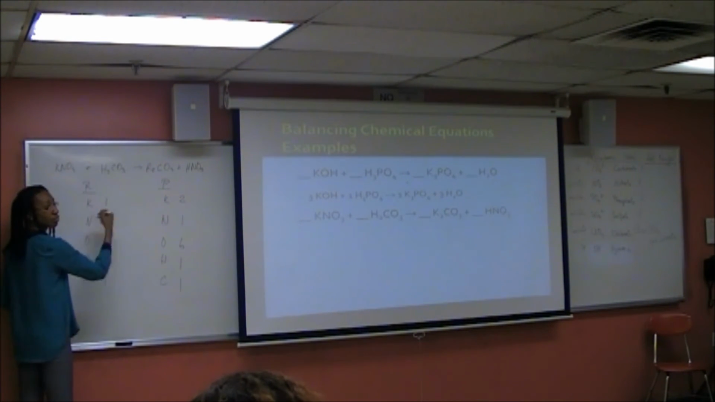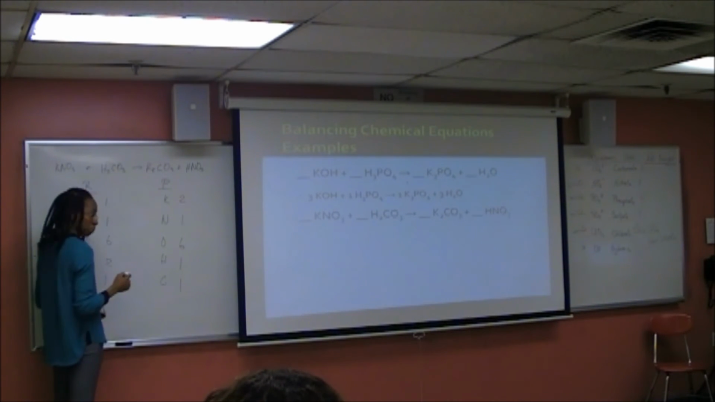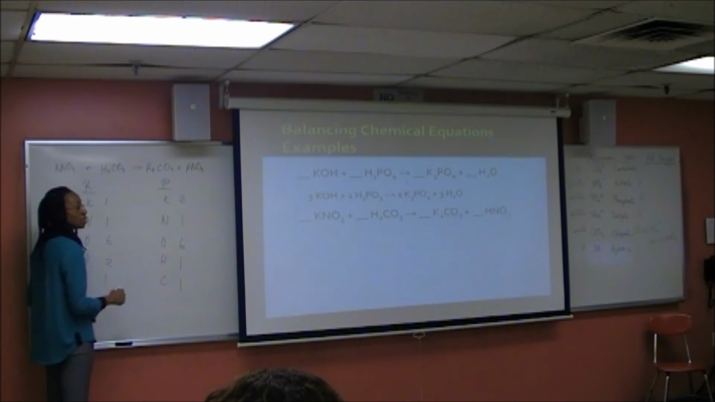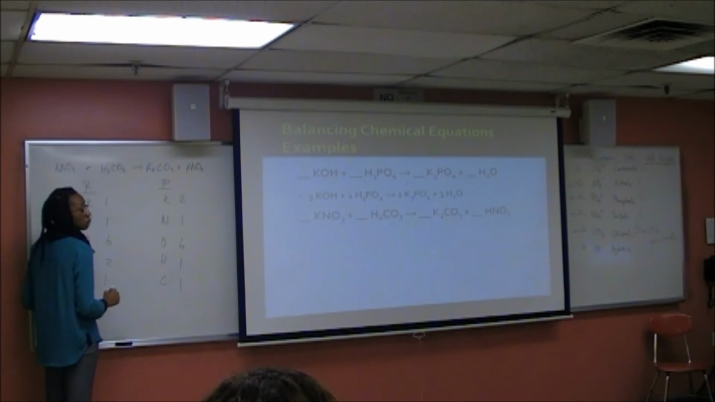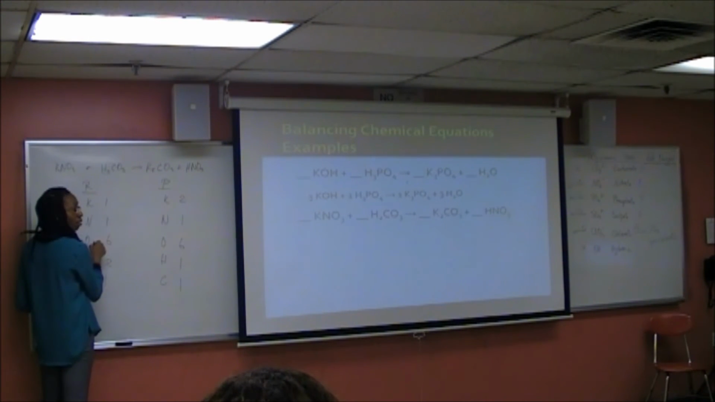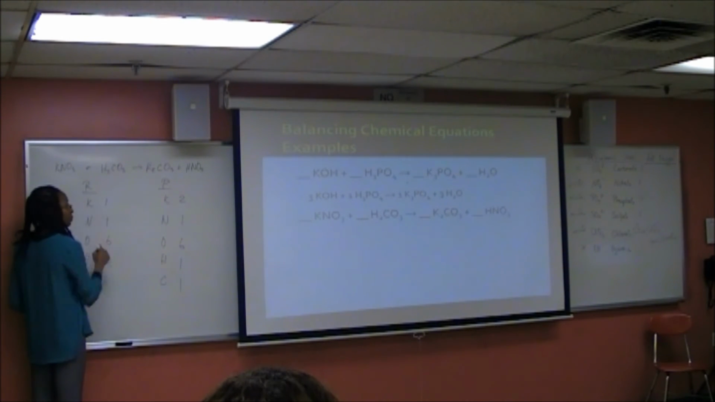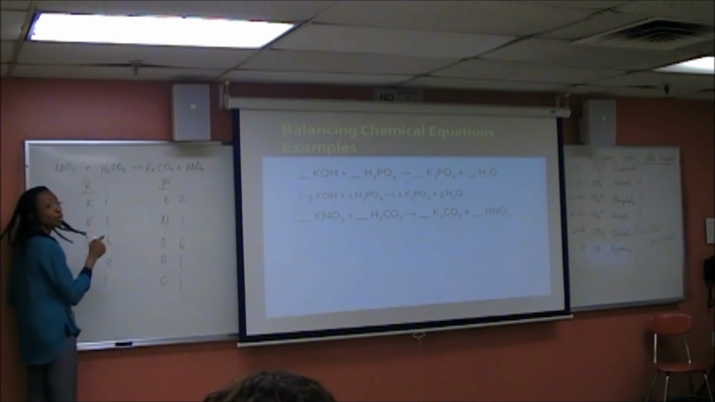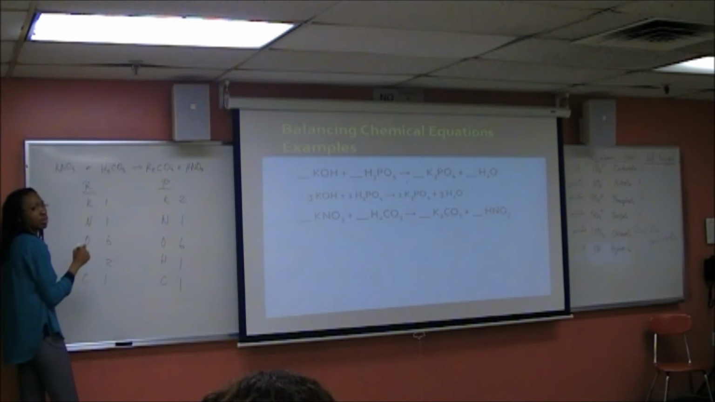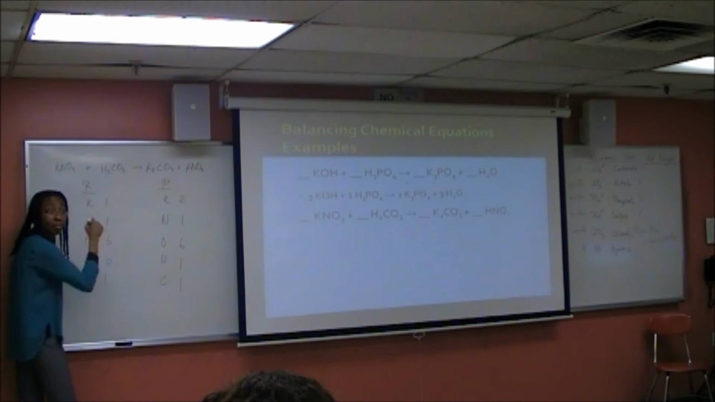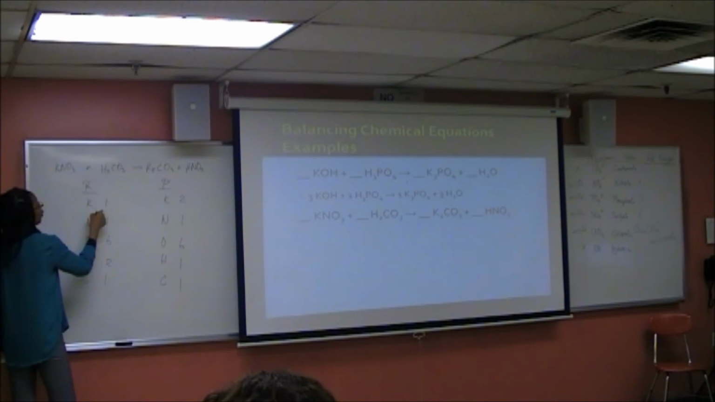When balancing, satisfy the metals first, then the hydrogen, then everybody else in alphabetical order. So we do potassium first. Two in front of what? Potassium nitrate. So you put a 2 here.